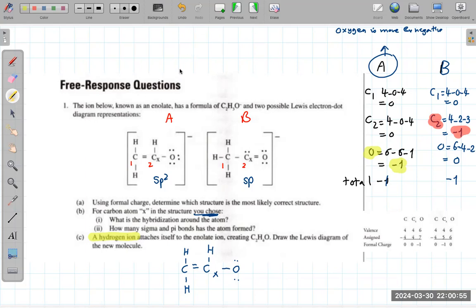So it means the only way that it attaches is through the electrons of the hydrogen. Okay. Draw the Lewis diagram.